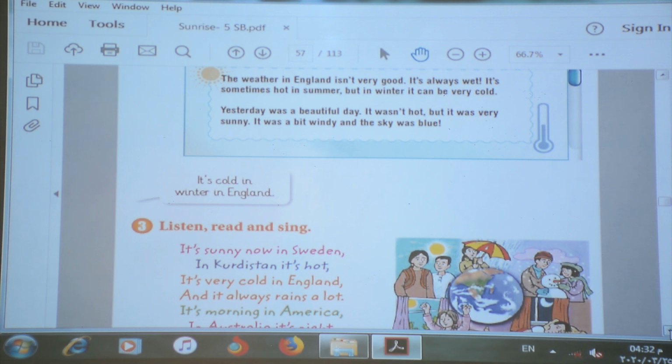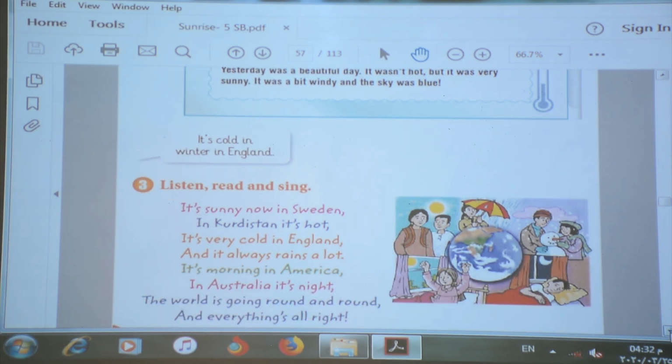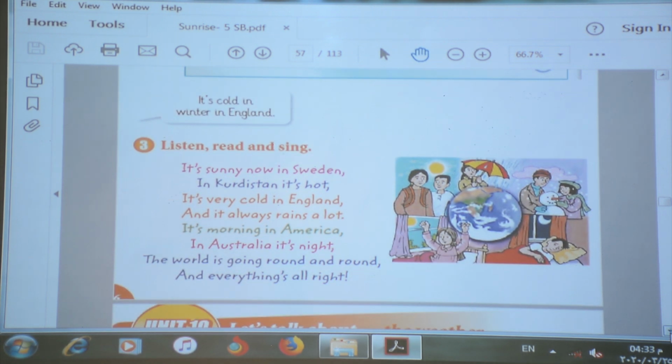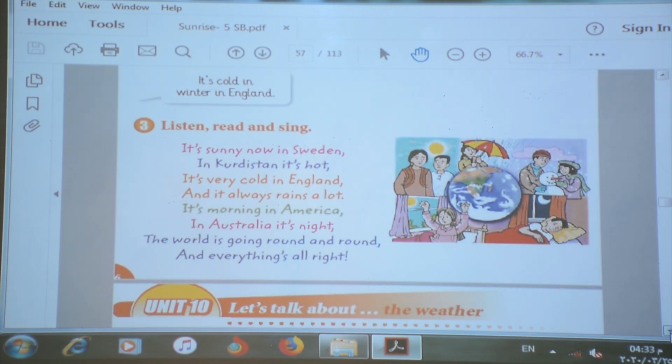Number 3, listen, read and sing. It's a song about the weather and the country, okay? It's about the weather and the country.